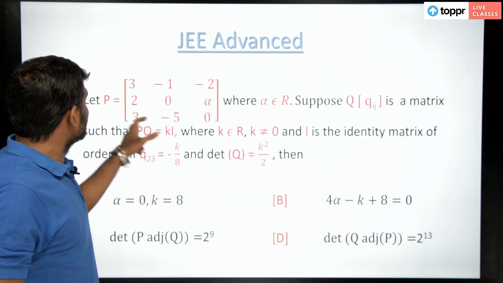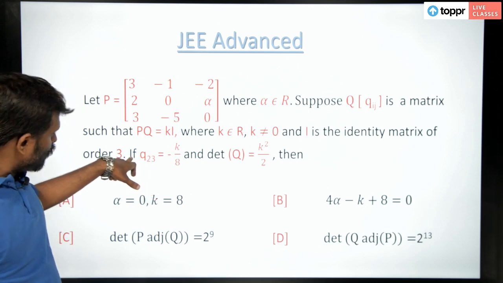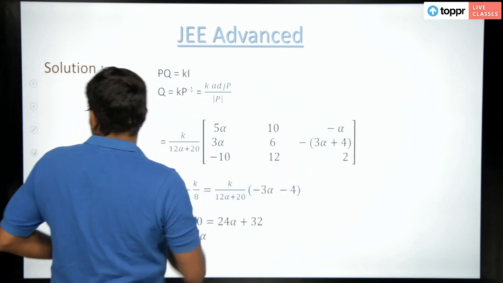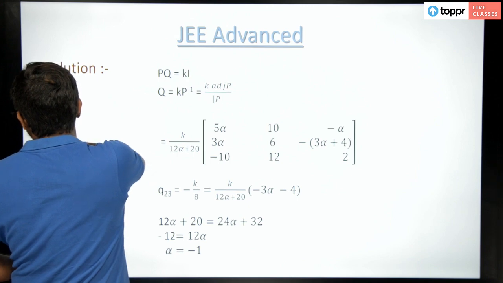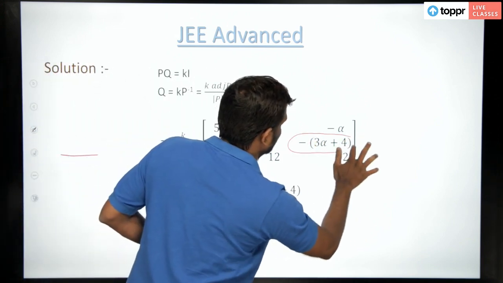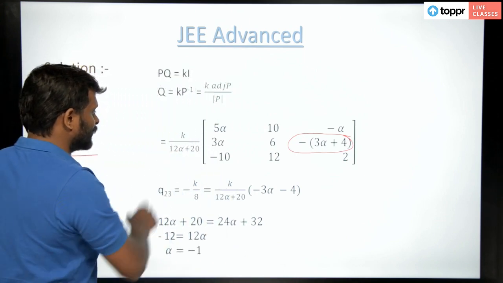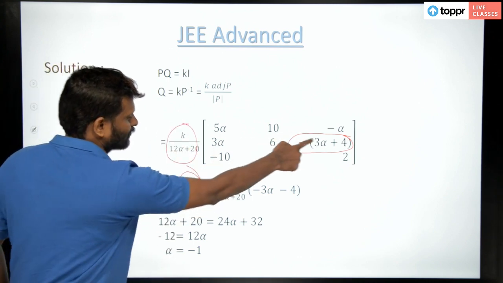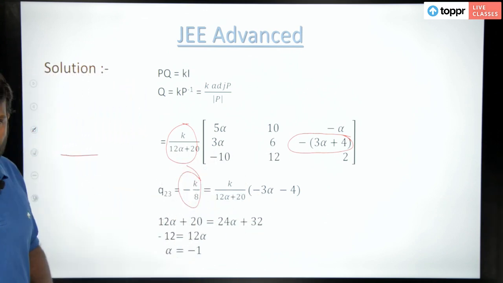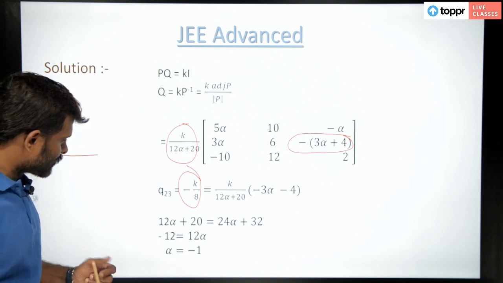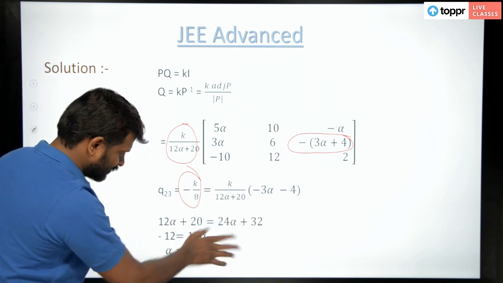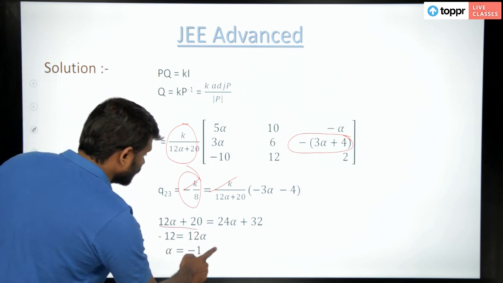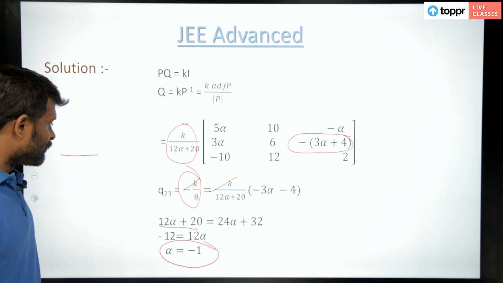Next, what is given to us in the question? It is given that the second row, third column element is equal to minus k by 8. So, this is the element, second row and third column, and it is multiplying with this. So, minus k by 8 is equal to this times that. I am taking that element equal to minus k by 8, and if you do the simple algebra, if you multiply and simplify the terms, you can cancel this k and k here, right, and then regroup the terms, and you get alpha is equal to minus 1. The value of alpha is minus 1.